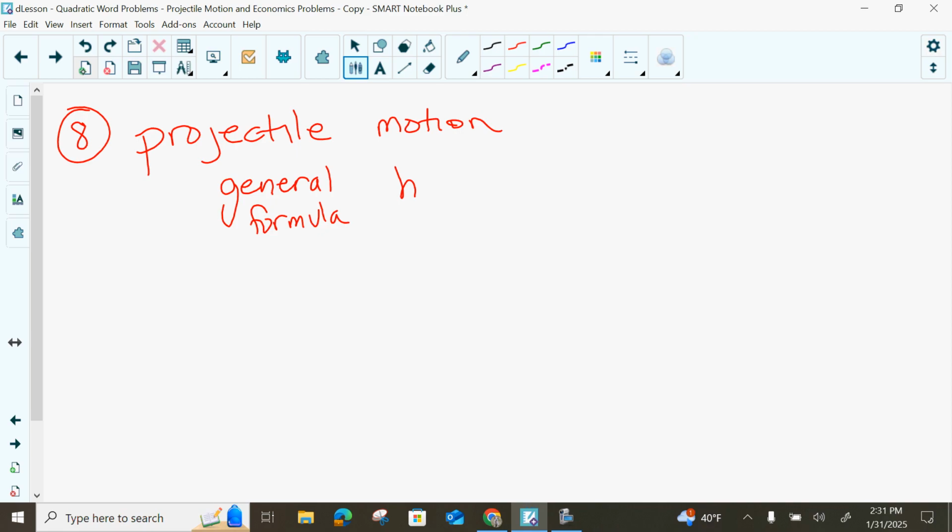It usually is h of t equals -16t squared plus vt plus s. I use an h in the next one, but I'm going to say s here. -16 is a constant due to gravity, so it's always -16.